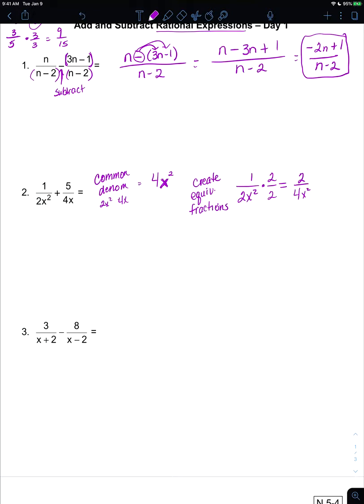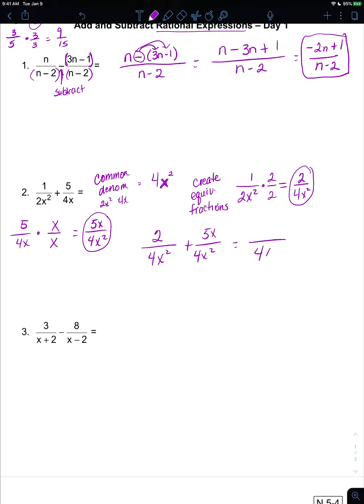So now let's take the 5 over the 4x, and what does it need to be multiplied by in order for that denominator to be a 4x squared? Well, it needs another x. So that means I have to also multiply the top times x. So that gives us 5x over the 4x squared. So now we've got these new equivalent fractions with the common denominator, and now we're ready to add them together. So we've got 2 over 4x squared plus 5x over 4x squared.